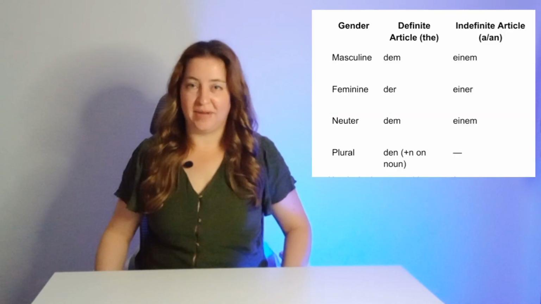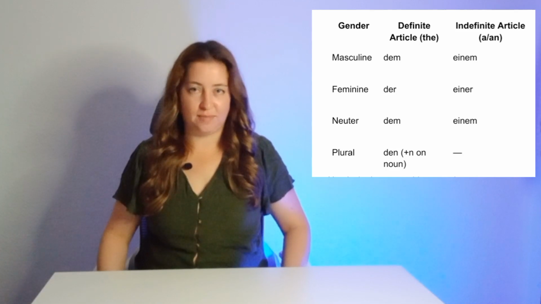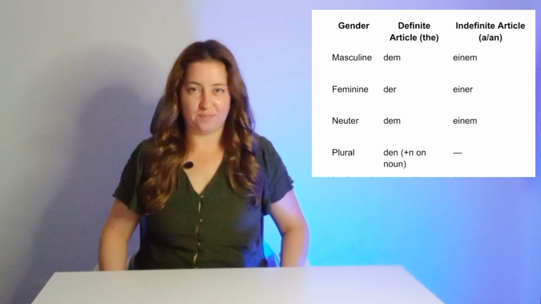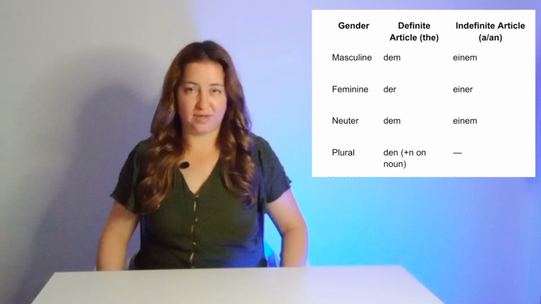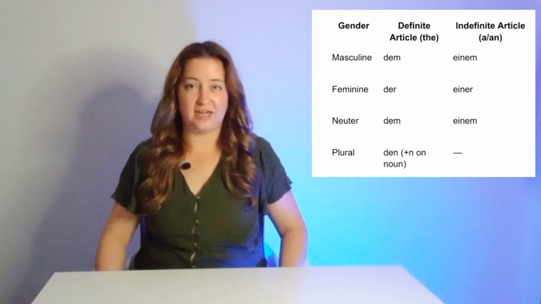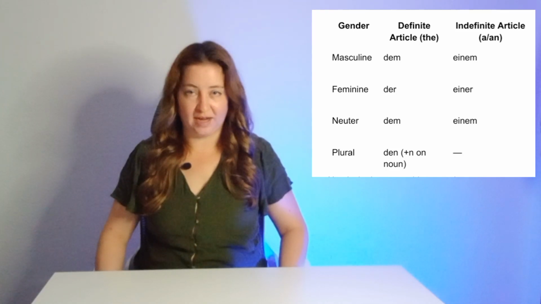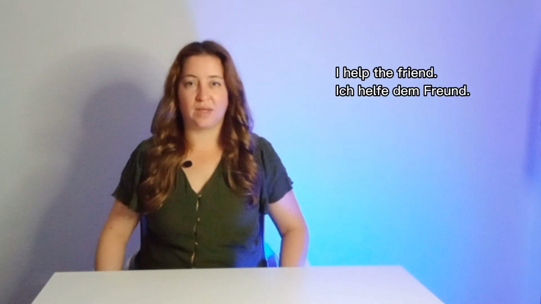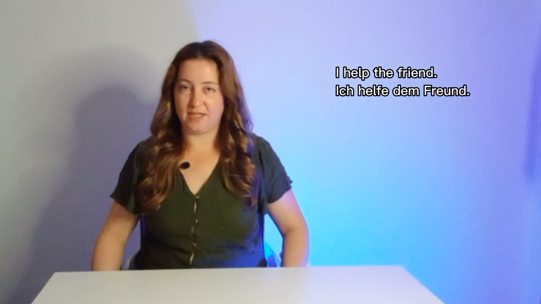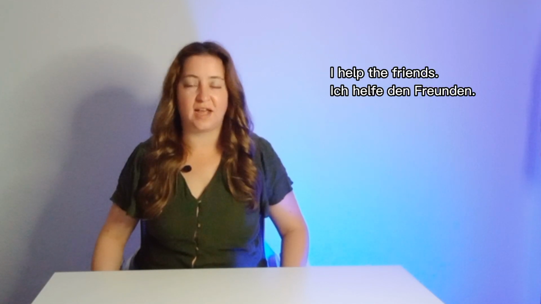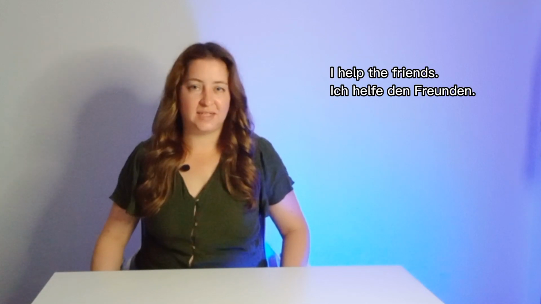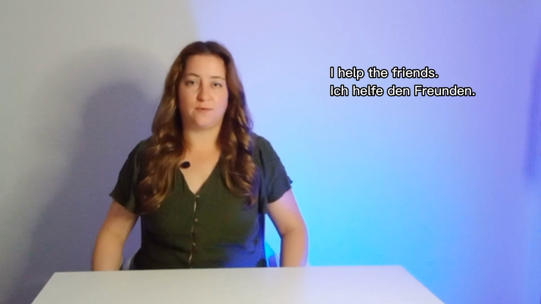So as you can see, the masculine and neuter nouns use dem and einem. They're the same. And the feminine nouns change to der or einer. Plural nouns use den, and you can add an n to the noun if it doesn't already end in an n. For example, ich helfe dem Freund. I help the friend. And plural, ich helfe den Freunden. I help the friends.